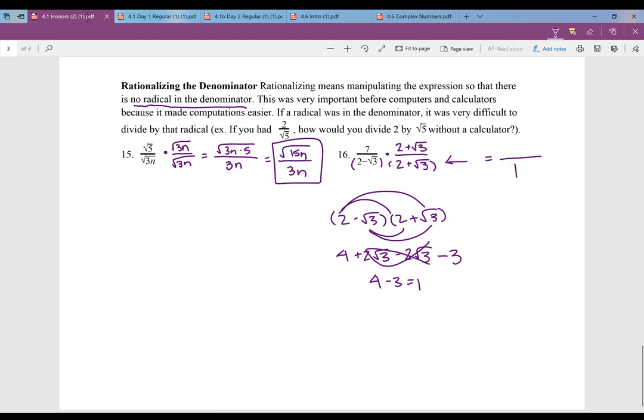So we'll have 1 on the bottom. And then we will, let's do the top over here, 7 times 2 plus root 3. We're going to distribute the 7. So we get 14 plus 7 root 3 on top. And that would be your answer. So we don't necessarily have to rationalize anymore, but it's a good thing to know for the history of math.